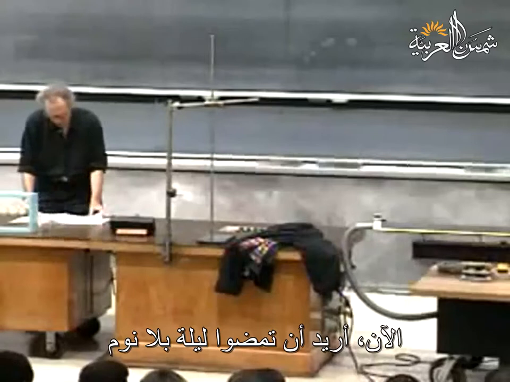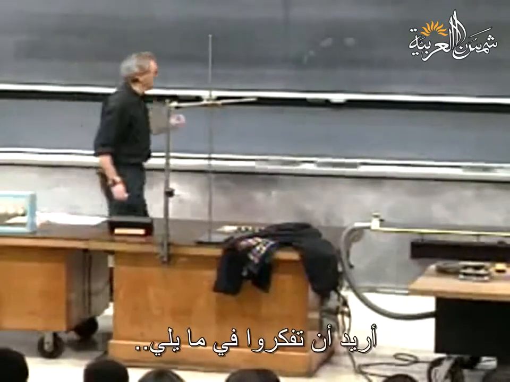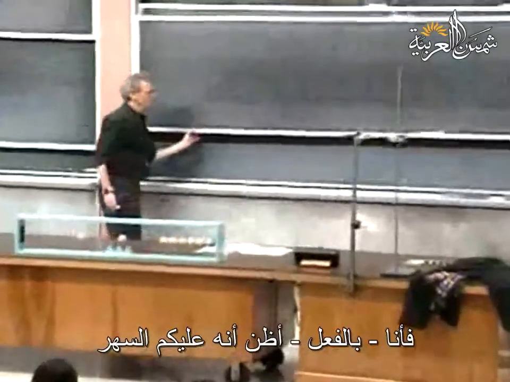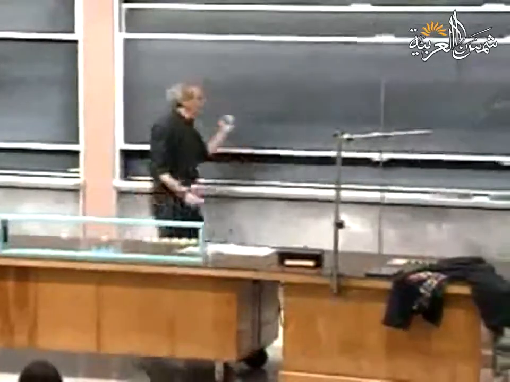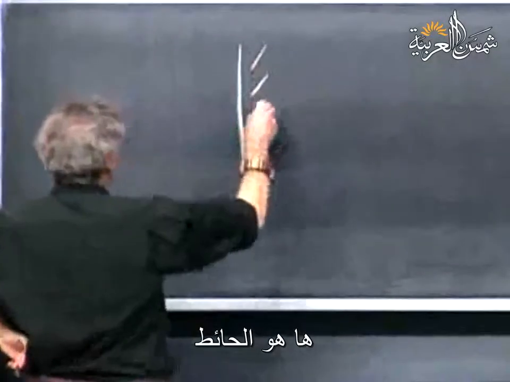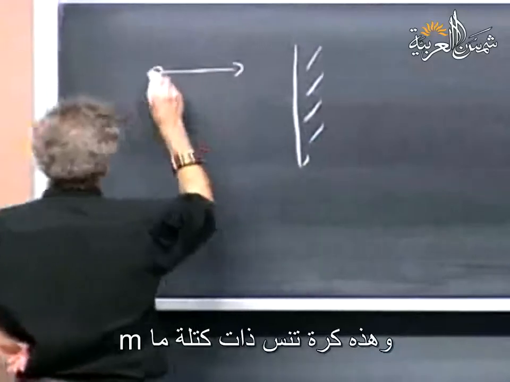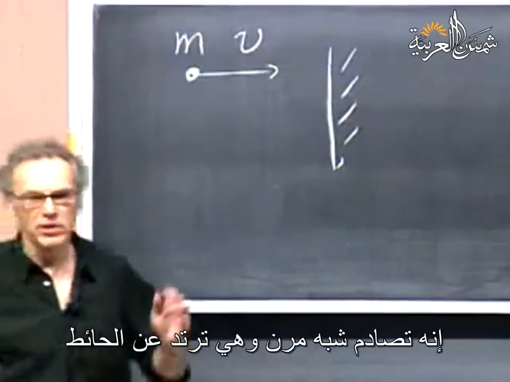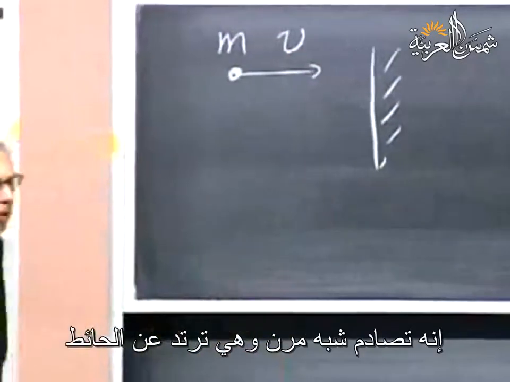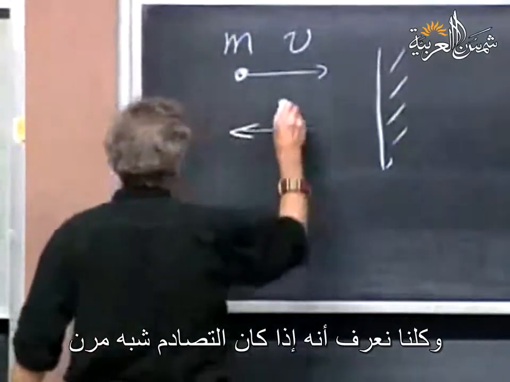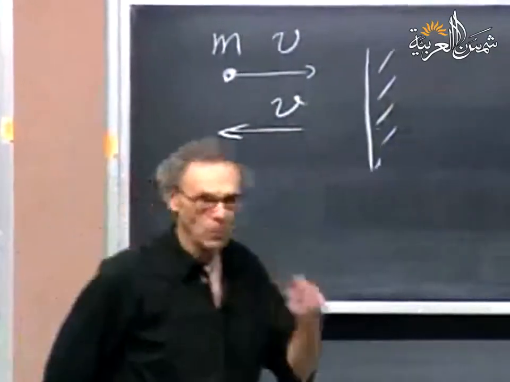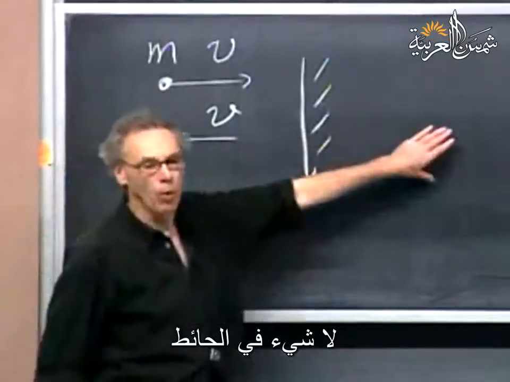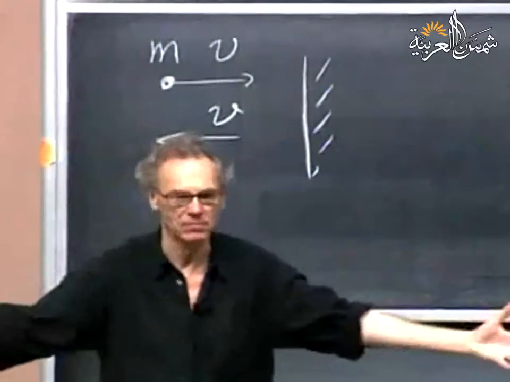Now, I want you to have a sleepless night. I want you to think about the following. And if you can't solve it before the night is over, then I really think you should lie awake. Here is the wall. Here is a tennis ball that comes in with a certain mass m, and it has a certain velocity v, whatever that is. It's a nearly elastic collision, and it bounces back from the wall. And we all know that if it's a nearly elastic collision, it comes back with the same velocity. Kinetic energy is conserved. All the kinetic energy is in the tennis ball. Nothing is in the wall. The wall has an infinitely large mass.